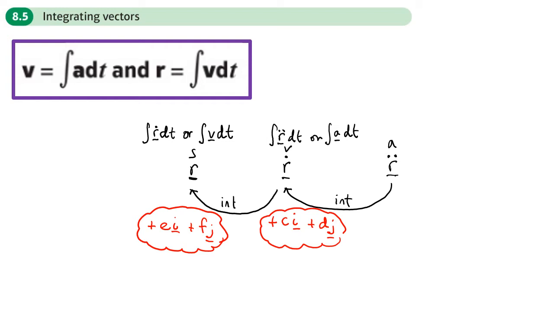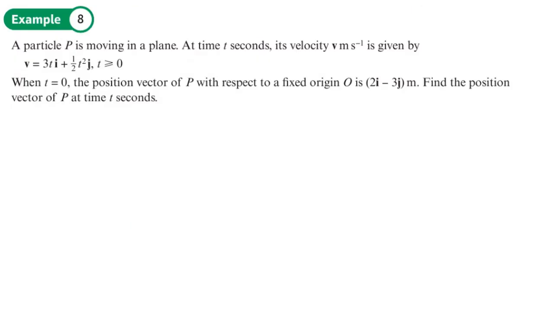But we'll have a look at an example, and normally in a question there's some information that allows you to work out this constant before you move on to integrate again, if you need to. A particle is moving in a plane at time t seconds. Its velocity is given by this vector here, t is positive. When t is 0, the position is this. Find the position vector of P at time t seconds. Right, so what have we got?